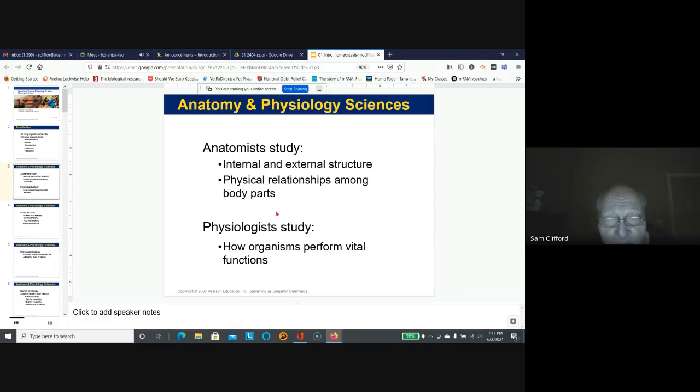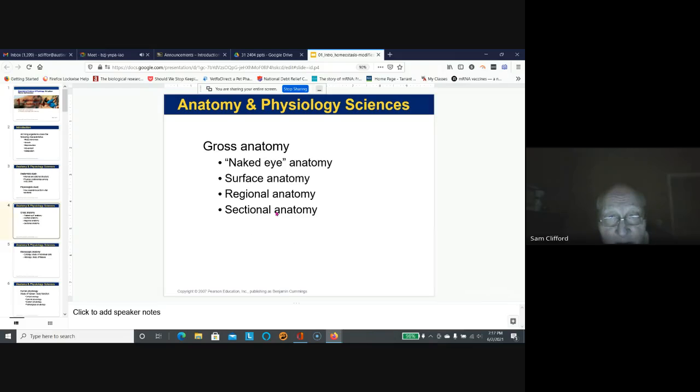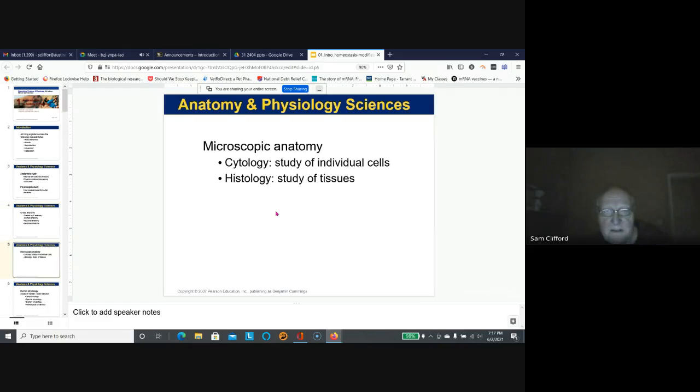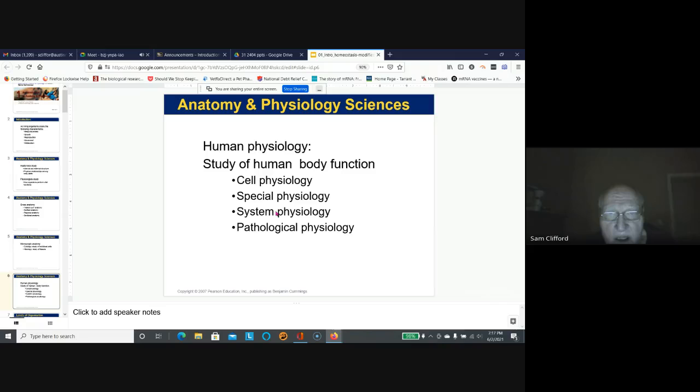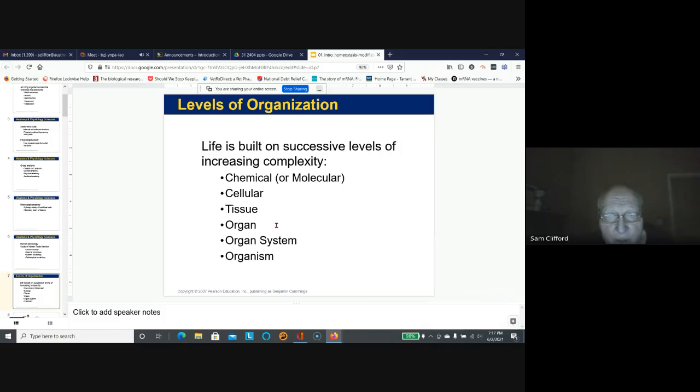What do anatomists do? What do physiologists do? You know what gross anatomy is? You know what microscopic anatomy is? Physiology starts with the cells and goes to malfunctions of the whole organism. We start with molecules, we build cells, tissues, organs, organ systems, and the whole organism.